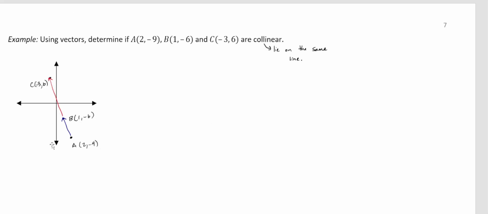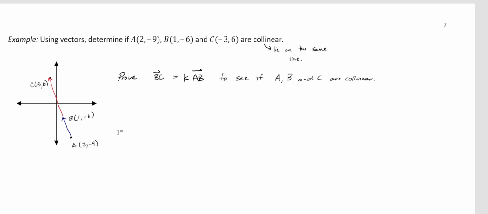So if these points lie on the same line, then AB is going to be some scalar multiple of BC, or BC is some scalar multiple of AB. Okay, so what I'm trying to prove here is the following. I'm trying to prove that BC is some scalar multiplier of AB, which means it has to have the same direction, to see if A, B, and C are collinear.